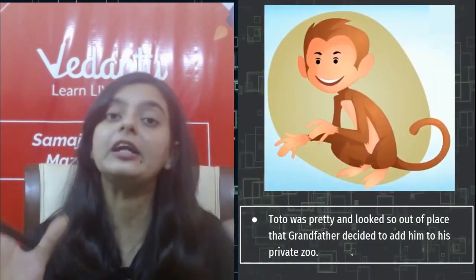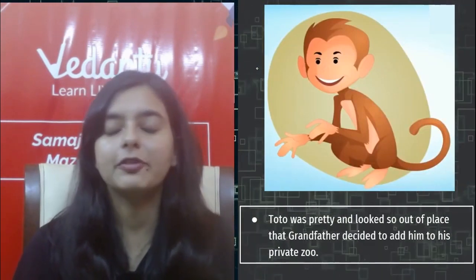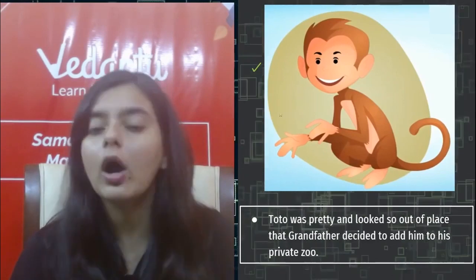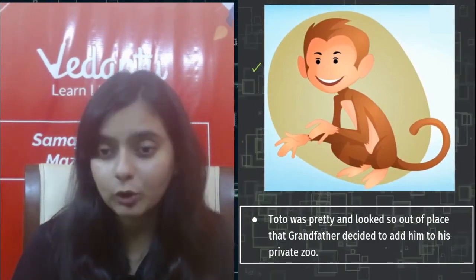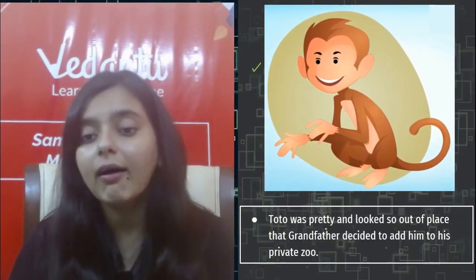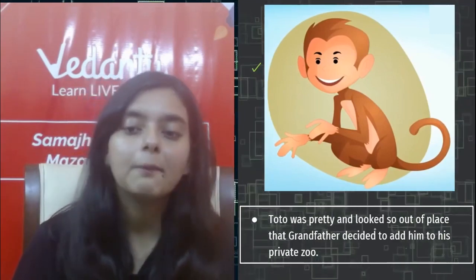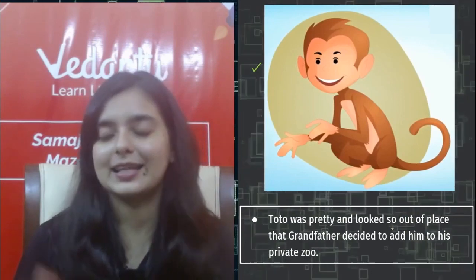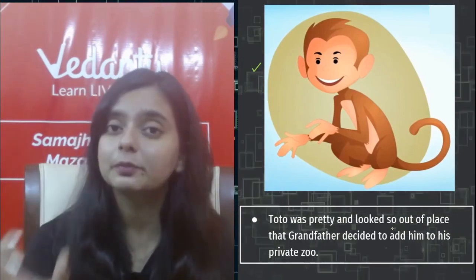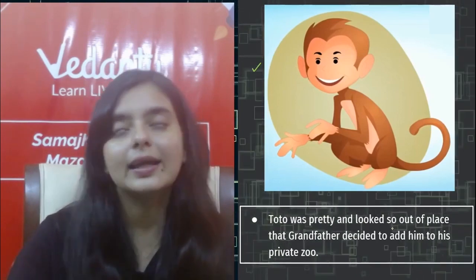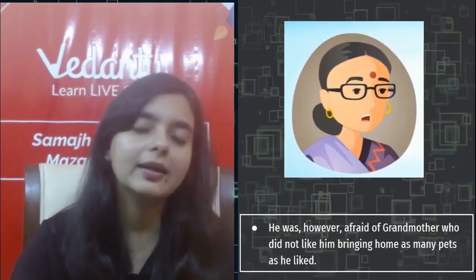Now, if you are given to paint a character sketch of Toto, very important is the appearance of Toto. You get a lot of questions from here, even for your objectives. So he was a pretty monkey and he looked out of place. He was very pretty, and his description is also given in your text. And the grandfather kept him in a zoo.